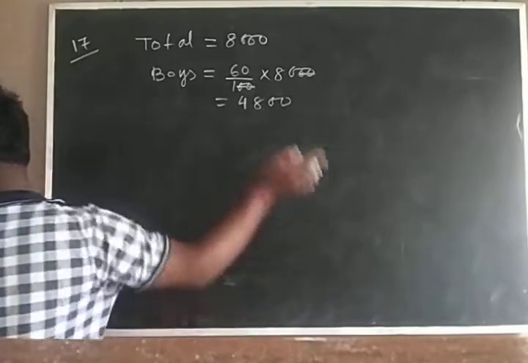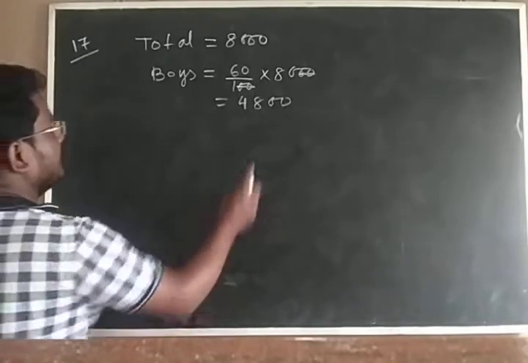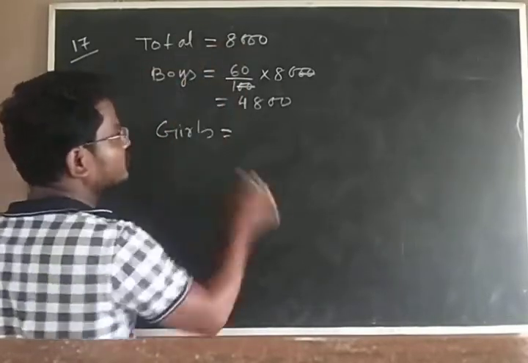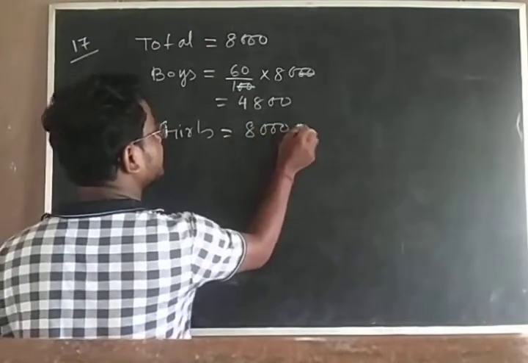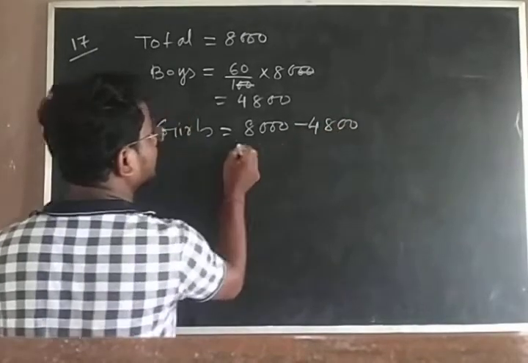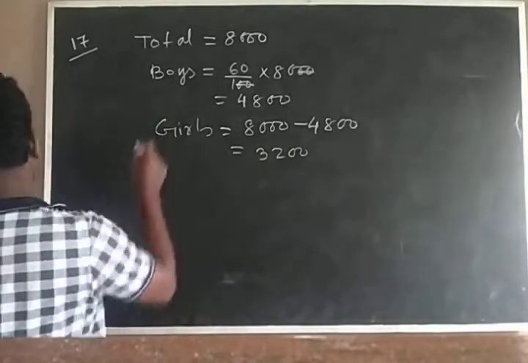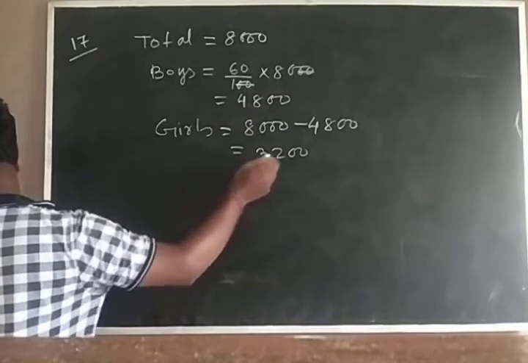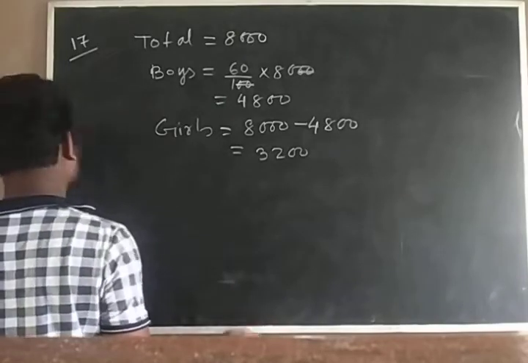Okay. Out of these, 80% of the boys and 90% of the girls passed the examination. These are the boys. And how many girls? The rest are the girls. Total students 8,000. Out of this 4,800 are boys. How many girls? 8,000 minus 4,800 equals 3200. These are the girls. The question says 80% of these boys and 90% of the girls passed the examination. Find the number of candidates who failed.